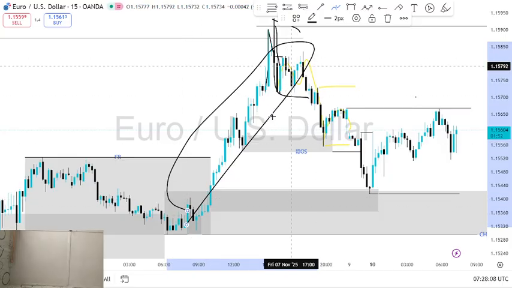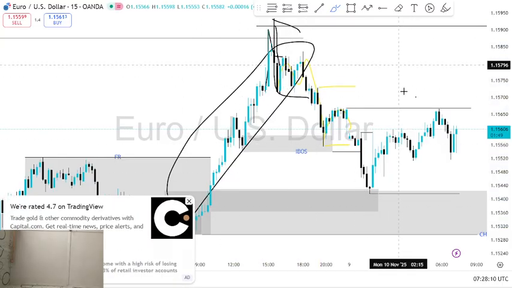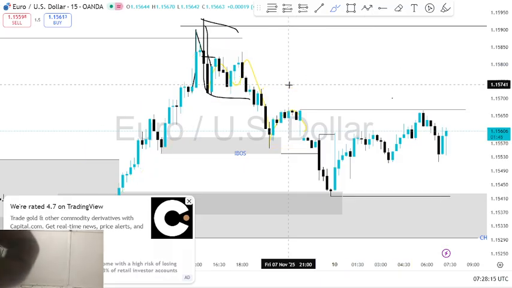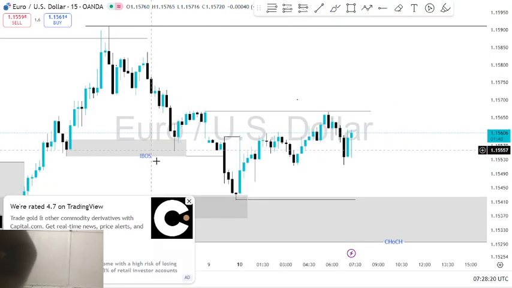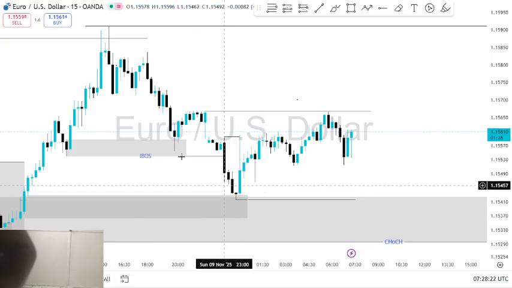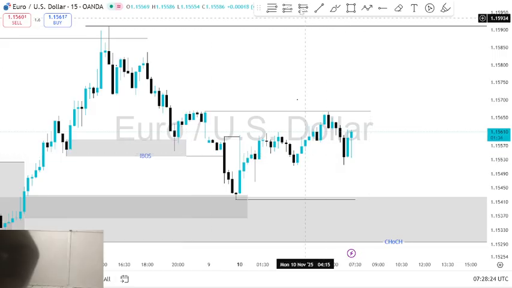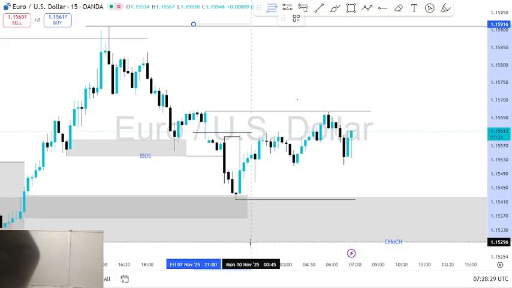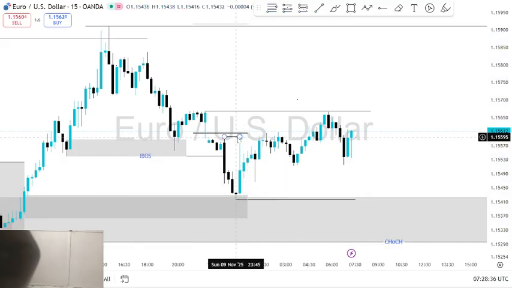So of this swing structure, we've mitigated this. We've broken our IBOS. We put back into premium. Sorry, we put back into discount. We've changed character. We have unmitigated extreme.